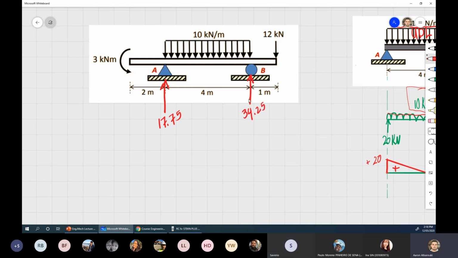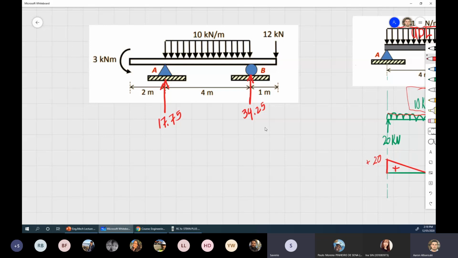Just simply, because you got a similar answer here, you must have taken moment around A first, and you got that value first, right? Yes. Okay, so now we've got 34.25 acting upward, minus 12, minus 40. What would that give you? So we're not considering the moment of 3. You can't consider moment in axial forces or shear forces. That's a moment. These are forces, completely different things.